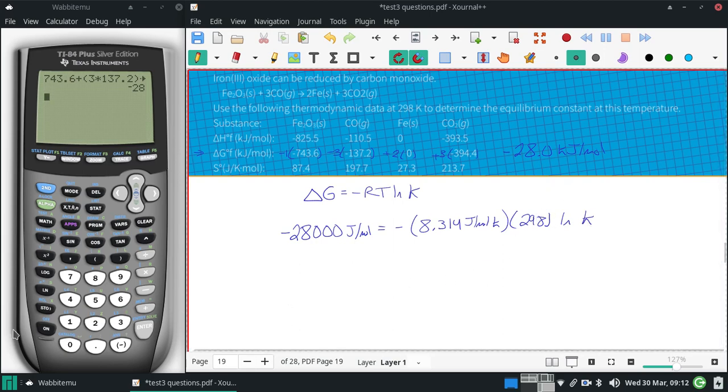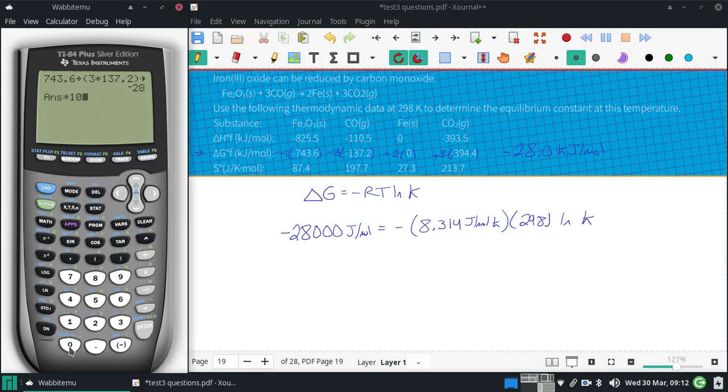So I'm going to take that, multiply it by 1,000, and get it to 28,000. Then I will divide that by the negative 8.314. Also divide that by 298. And that should be equal to the natural log of K. So I will take the inverse natural log of that value.